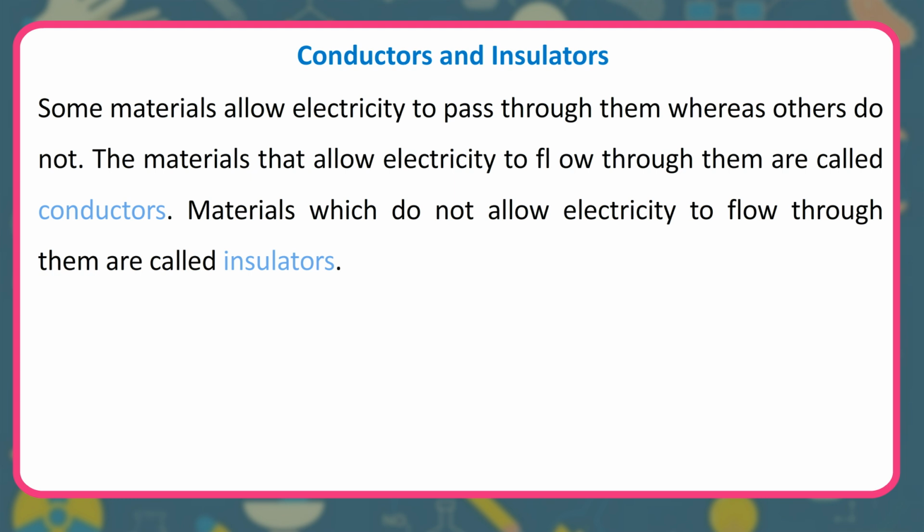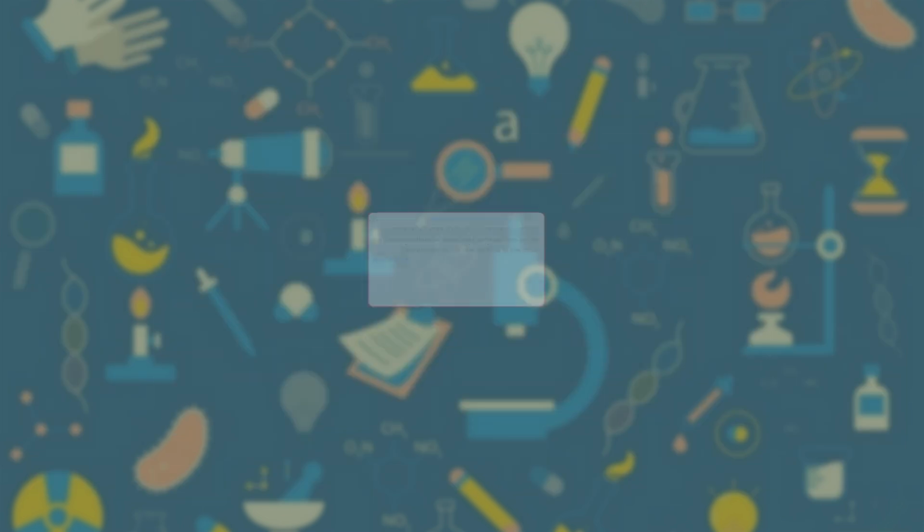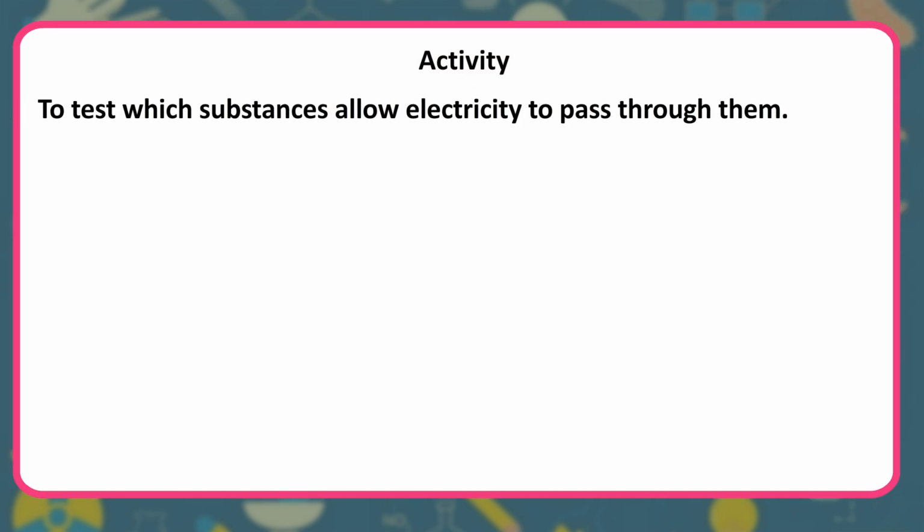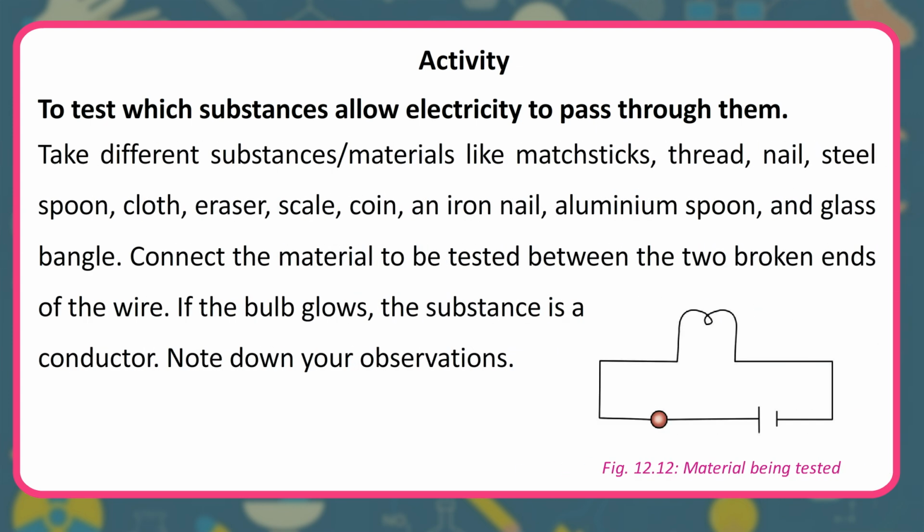Conductors and insulators. Some materials allow electricity to pass through them whereas others do not. The materials that allow electricity to flow through them are called conductors. Materials which do not allow electricity to flow through them are called insulators. Activity. To test which substances allow electricity to pass through them. Take different substances/materials like matchsticks, thread, nail, steel spoon, cloth, eraser, scale, coin, an iron nail, aluminium, spoon, and glass bangle.